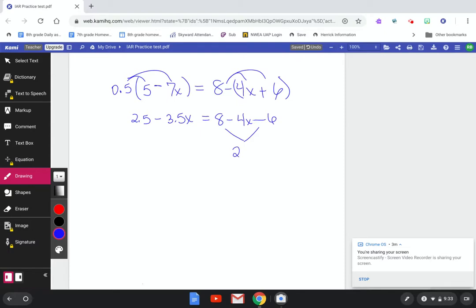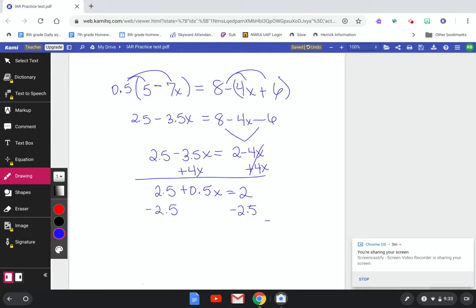All right, so now combine these like terms. 8 minus 6 is 2. 2 minus 4x on the right side. And then on the left side, we have 2.5 minus 3.5x. So I'm going to add 4x. And when I do that, I get 2.5 plus a half x equals 2. So now to bring your constants to one side, I'm going to subtract 2.5, and I get a half times x equals negative 1/2. Divide by a half on both sides, x is equal to negative 1.